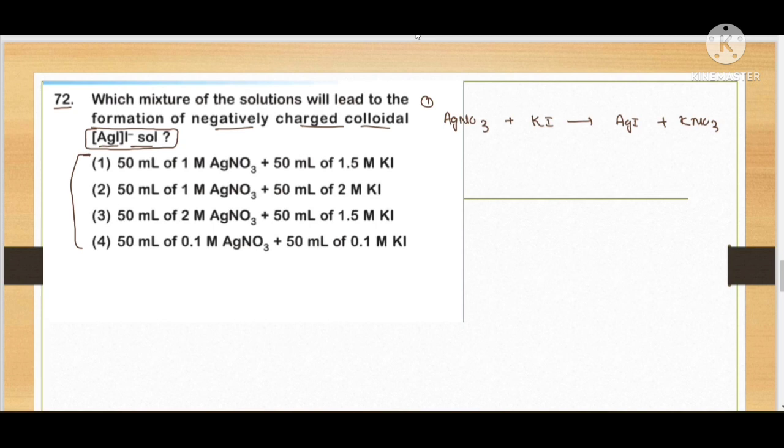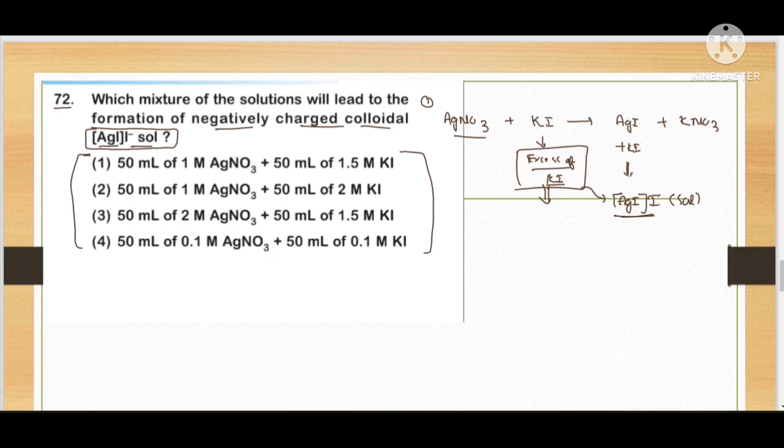Silver nitrate reacted with potassium iodide to form silver iodide plus KNO3. By using excess of potassium iodide, we get AgI/I⁻ sol. Here we observe that by using excess KI, AgI/I⁻, that is a negatively charged sol, is produced. The concept is that the concentration of KI is greater than or equal to that of silver nitrate. Now let us verify the given options.